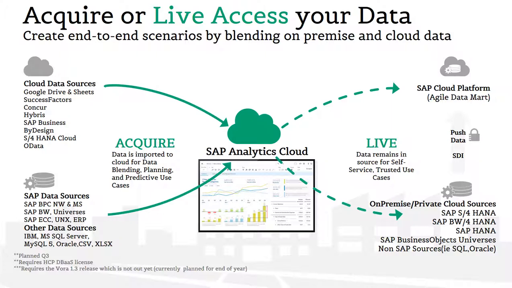Acquisition connectors are connectors that use another technique. They access the data sources and bring the data from that source into the cloud first, and then make it available. We now offer both types of connectors. And on the left-hand side, you see a variety of the things we can do in acquisition mode.